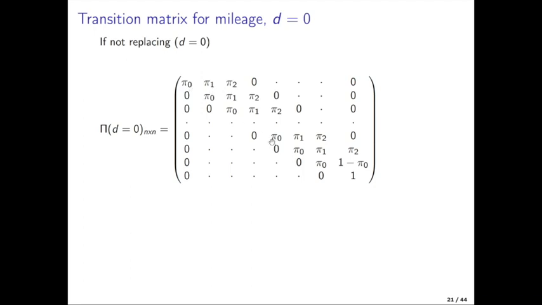So that's why you only have positive probabilities on the diagonal and above the diagonal. On the diagonal, you stay in the same state. Just above the diagonal, you drive a little bit more, so you move on to the next state, and the bus is aging.